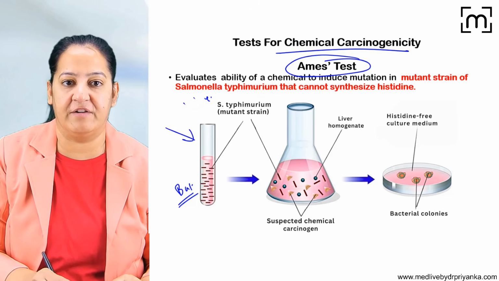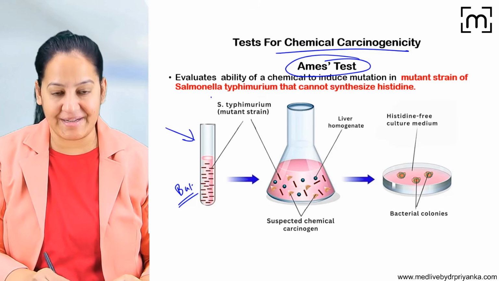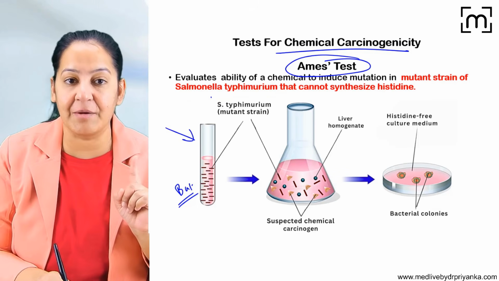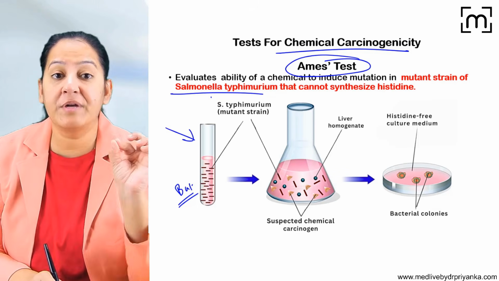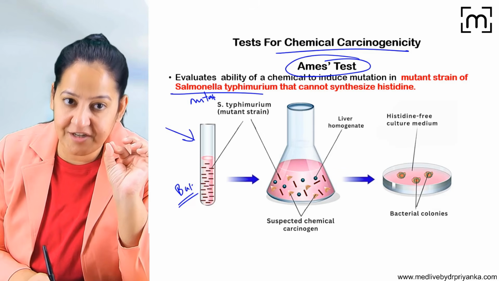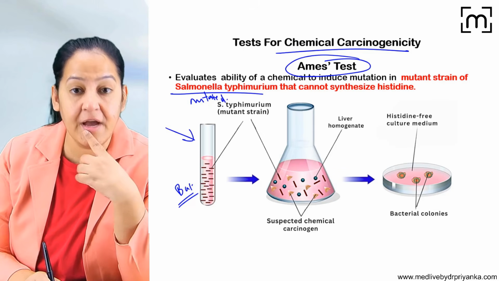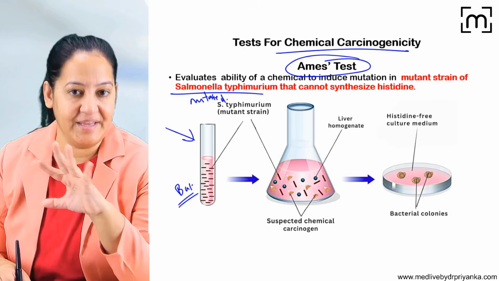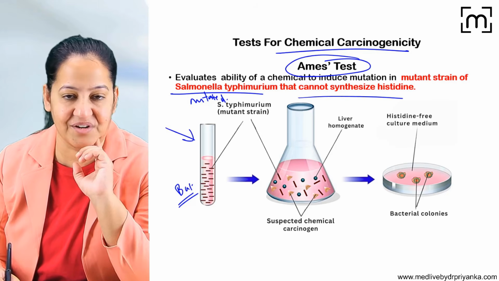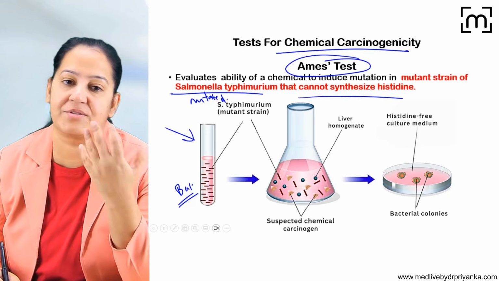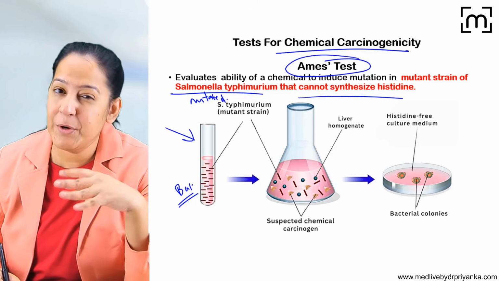I mean, it is the mutated version. So you are taking a bacteria in the test tube. The name of the bacteria is Salmonella typhimurium. It is a mutated version. What is the mutation in that? Normally it can synthesize histidine, but here the mutated one cannot synthesize histidine. So if you want to grow it, you have to provide the histidine from outside.